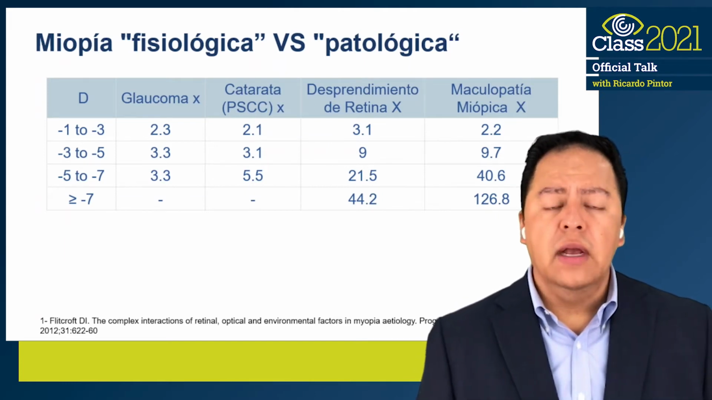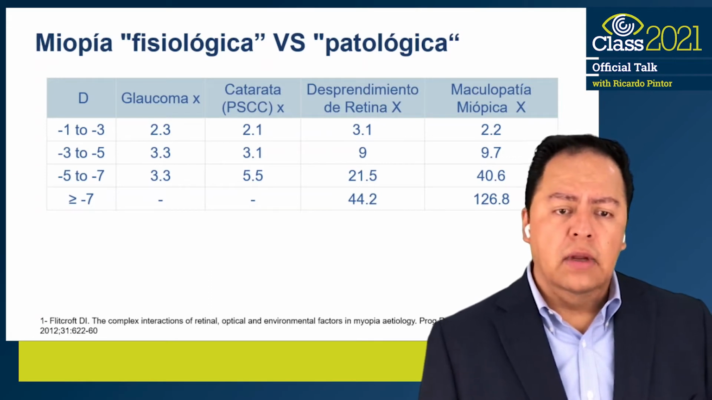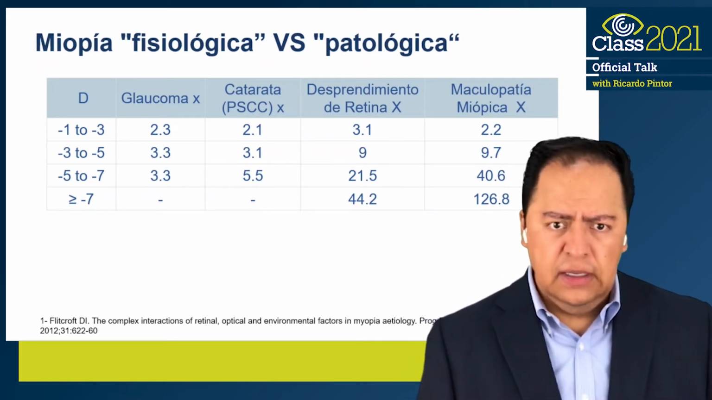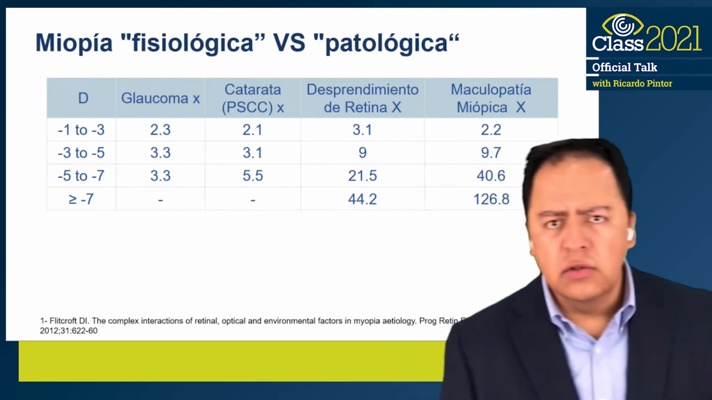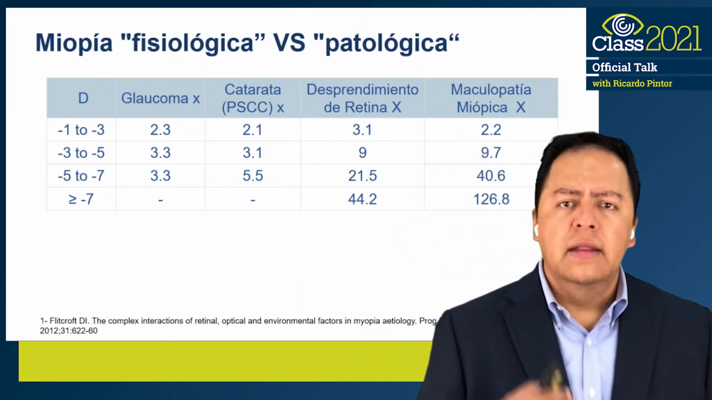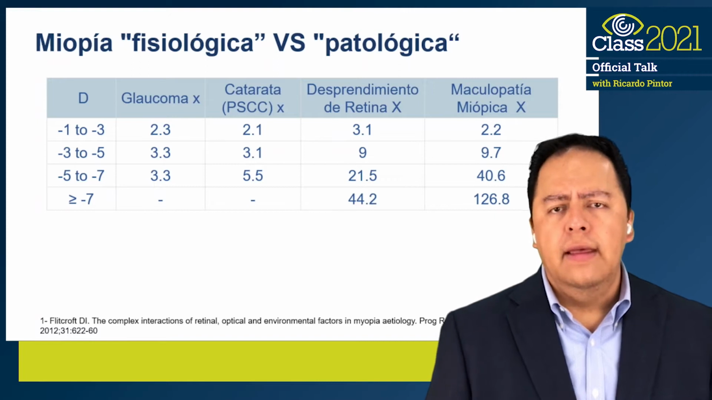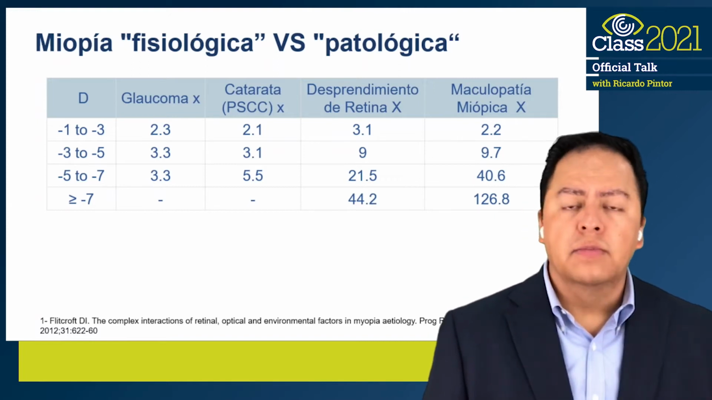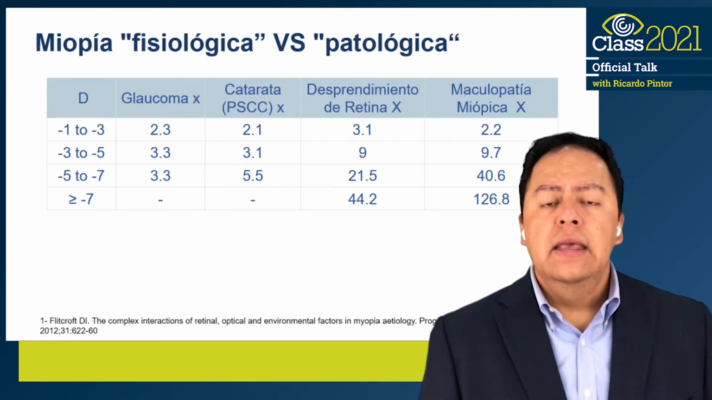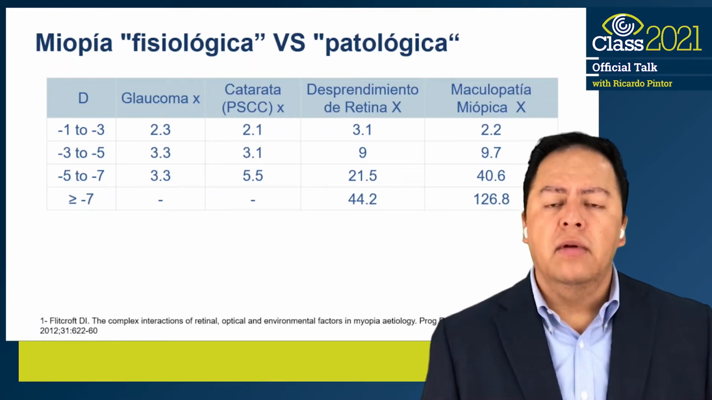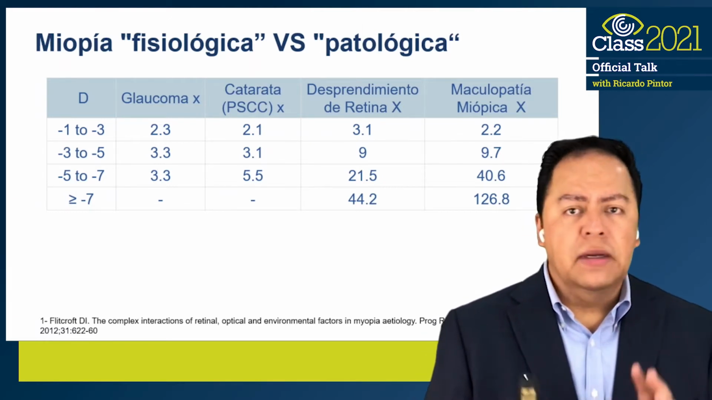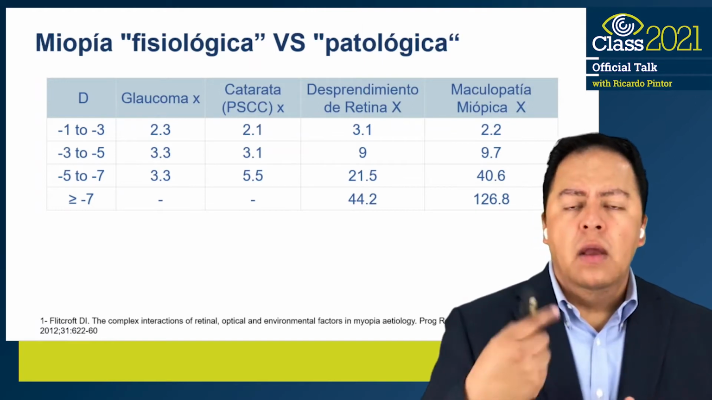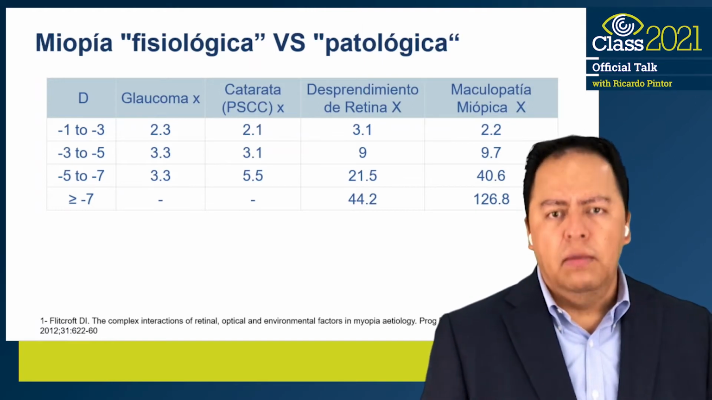For example, in the case of refraction of at least 1 to 3 diopters, you have in this table, for glaucoma, about 2.3 times the chance of developing it, and the same for cataract, and 3 times for a detachment in adulthood, and twice as much as a person who does not have that myopia when developing myopic maculopathy.